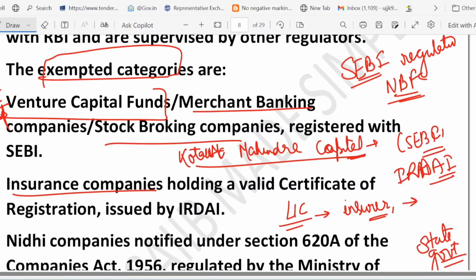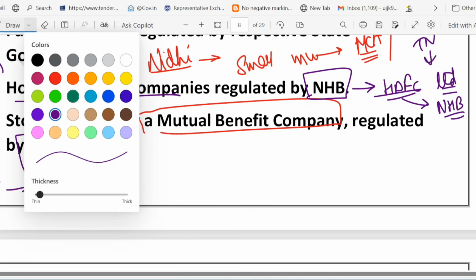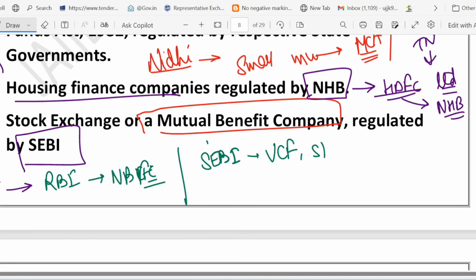Now let's summarize what we covered in this particular slide. I'm just summarizing the key points which I have just covered. First, we must keep in mind that RBI regulates most NBFCs, basically loan companies and leasing firms. But there are some exemptions like the SEBI domain. The SEBI domain includes VCF, venture capital funds, and stockbrokers. Then Kotak Mahindra Capital, I told you.